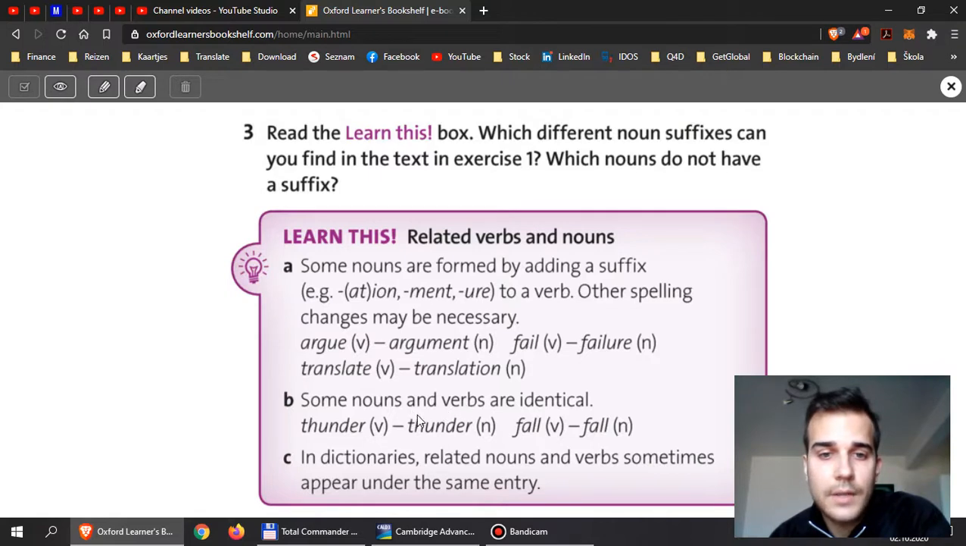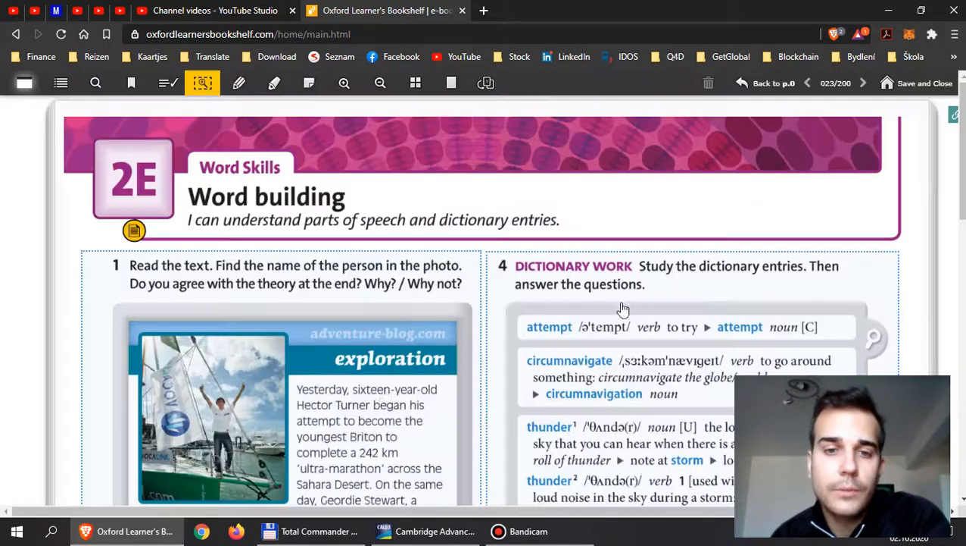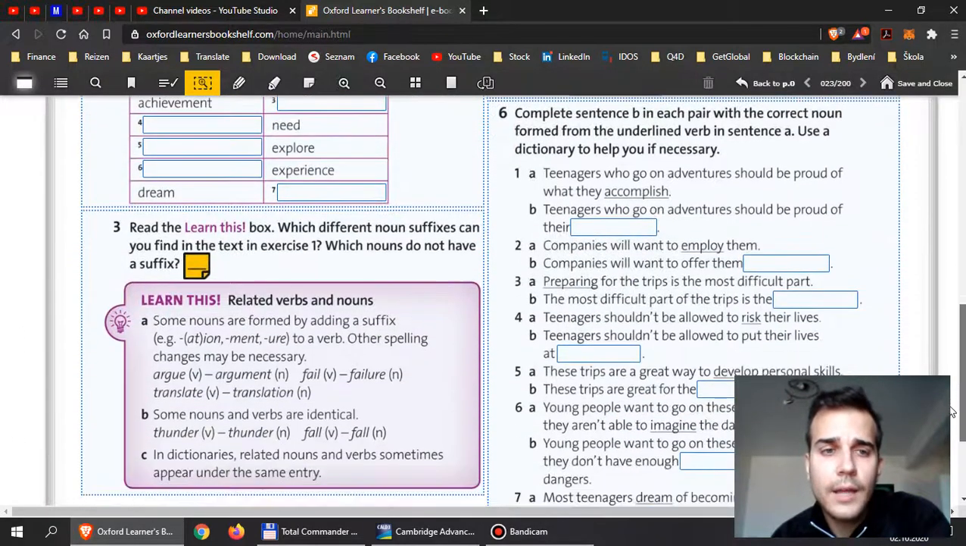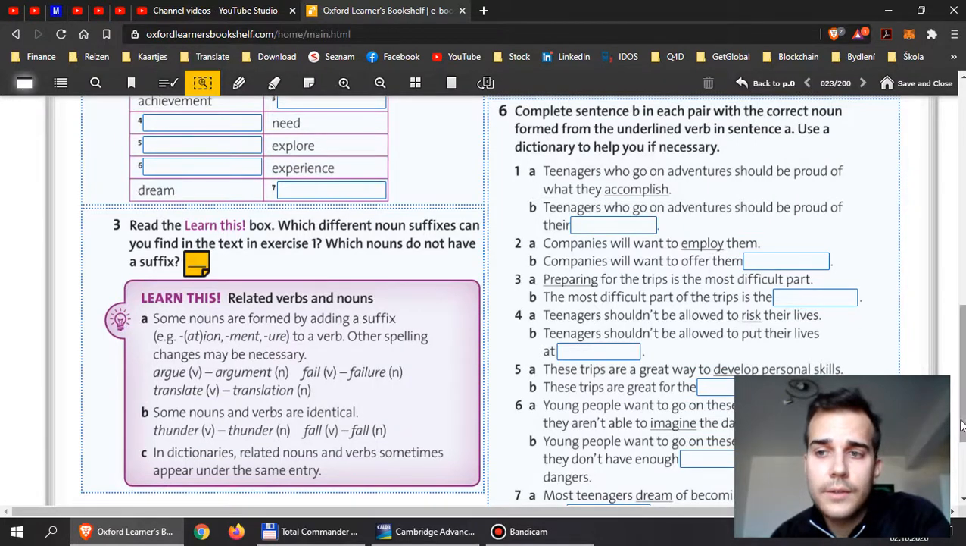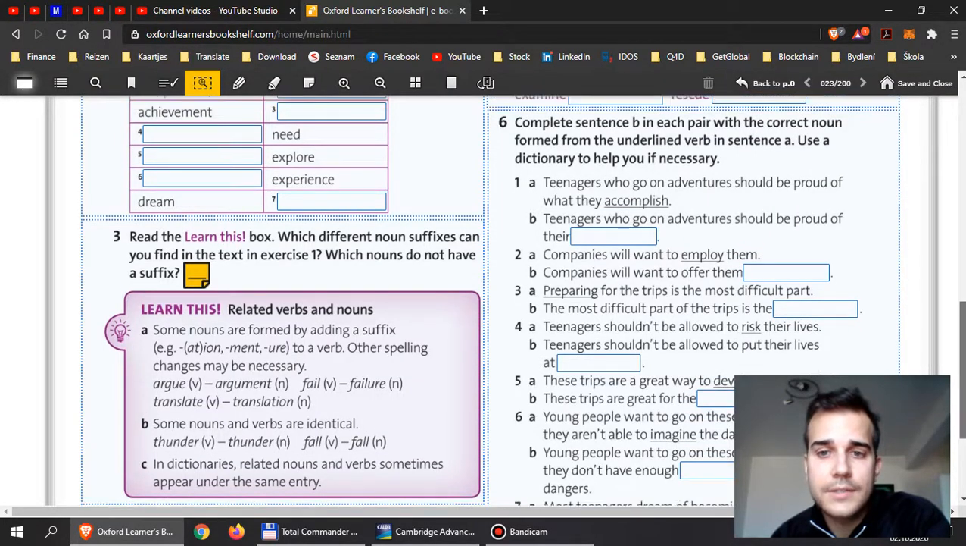Then some nouns and verbs are identical. They are the same. Thunder and thunder, fall and fall. In dictionaries, related nouns and verbs sometimes appear under the same entry. We will discuss it soon. All right, so have a look at this and you will be ready for the following exercises.